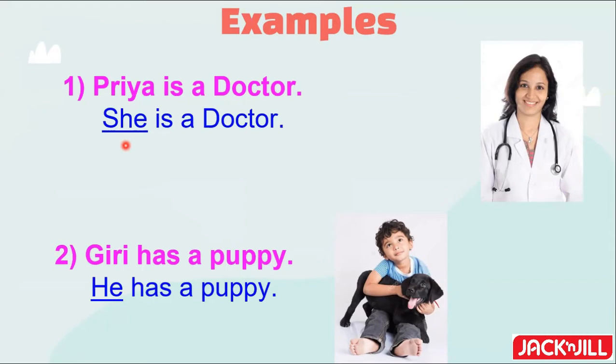Look at the second picture. One cute boy sitting with his puppy. You like puppy? Yes. Shall we read the sentence? Giri has a puppy. Here, Giri is a boy. So what do you use here? Yes, we use he. He has a puppy. So what is the pronoun here? Of course, he is the pronoun. Shall we see some more examples?